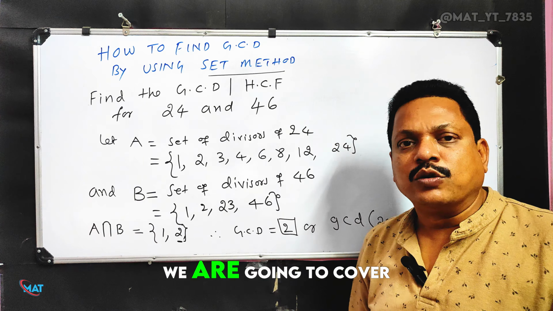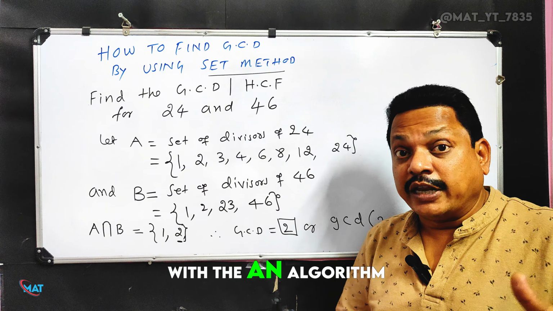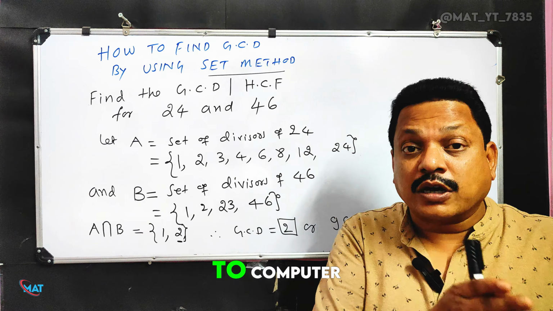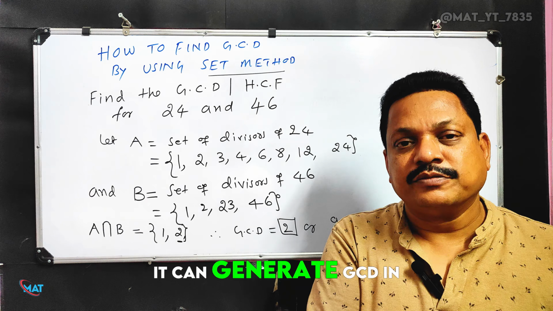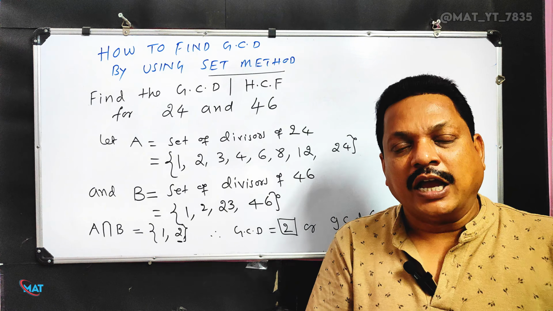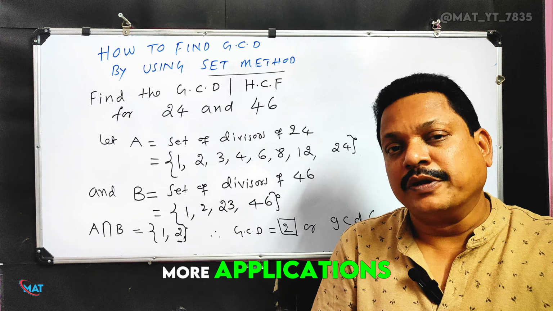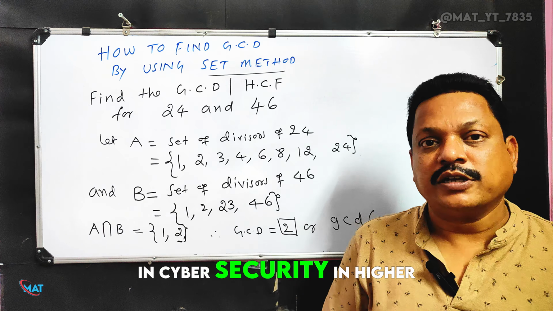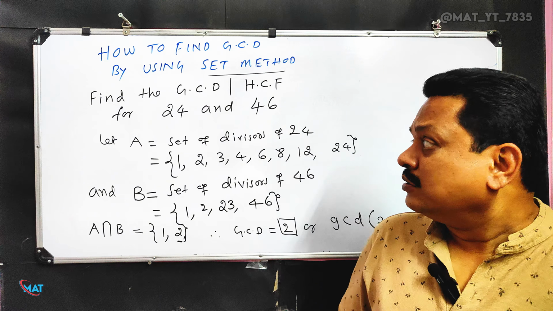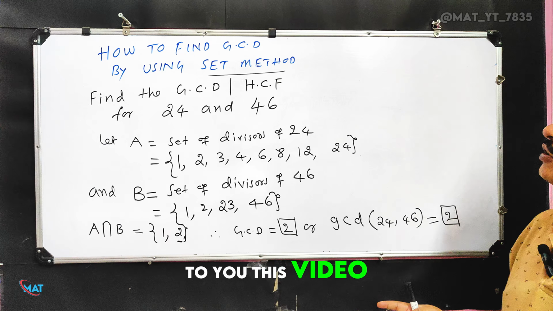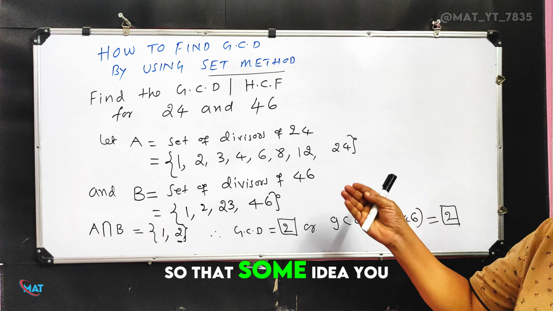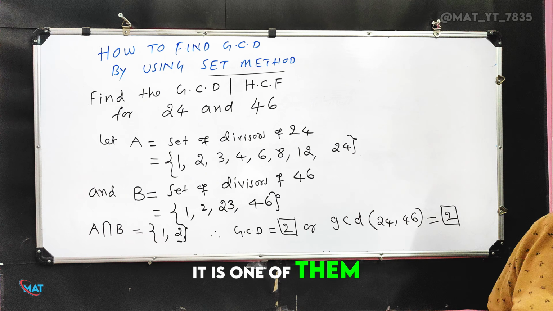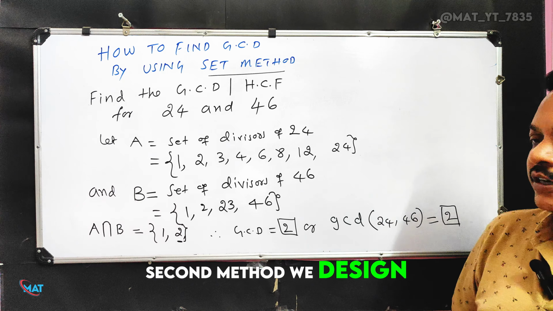In the next video, we are going to cover an algorithm, a step-by-step procedure. That is a procedure given to a computer. It can generate GCD in a fraction of a second, and the GCD has more applications in number theory and cryptography, in cyber security, in higher classes. Hope it is very clear to you in this video, so that you can get some idea of the methods to find GCDs. This is one of them. The second one is the set method we discussed.